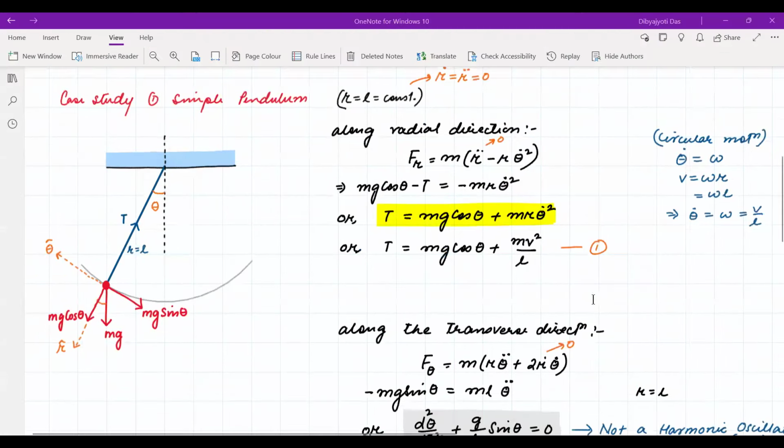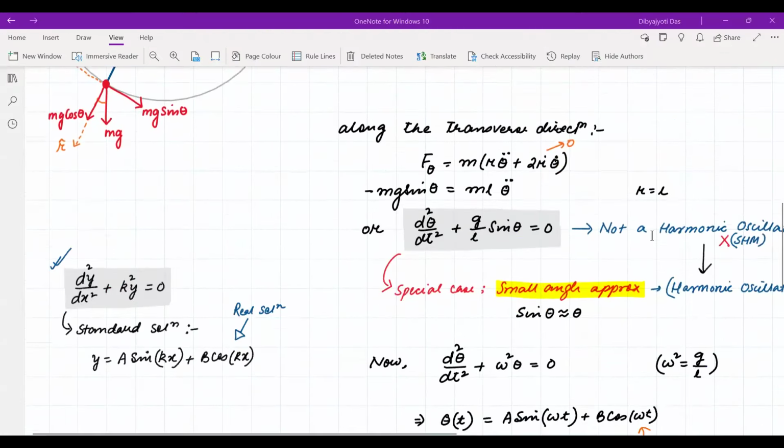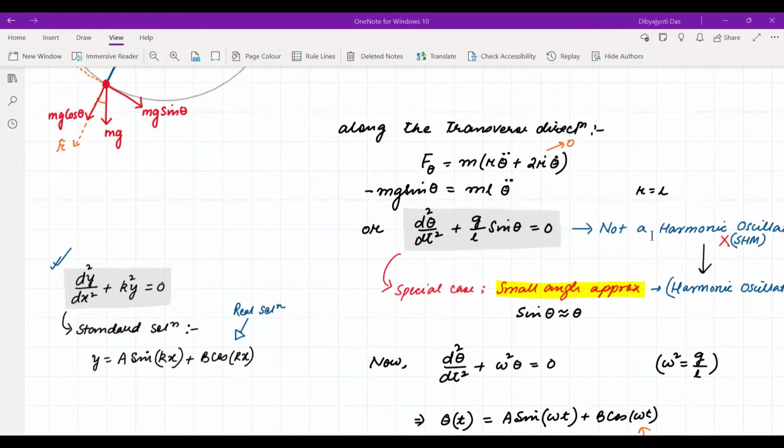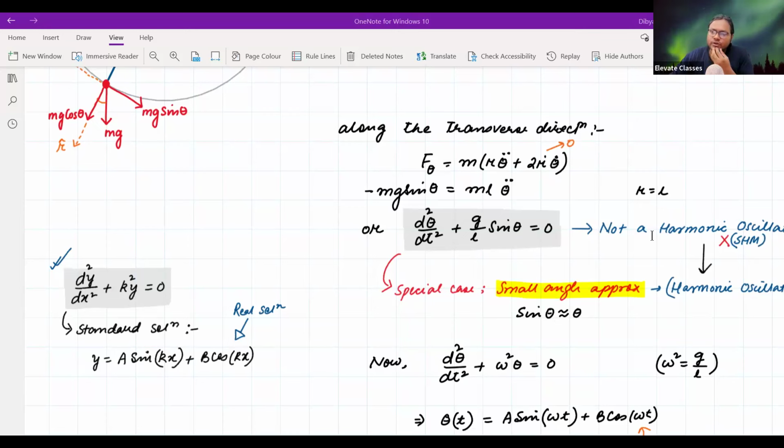Sir, does a harmonic oscillator have to be sinusoidal or can it be any other function? What other function? Like a square wave function, any function having a... Oh, okay. Any periodic function? Yes. Sinusoidal.